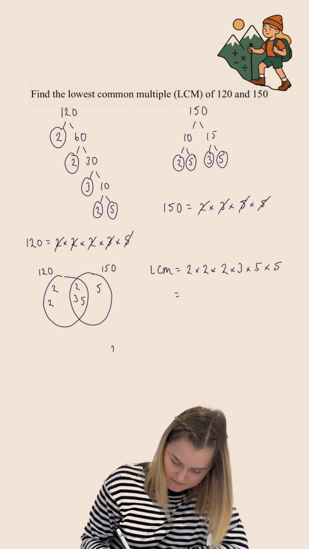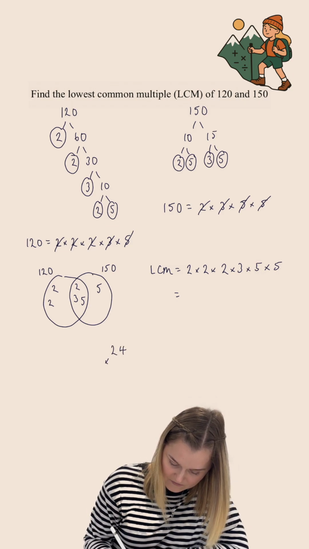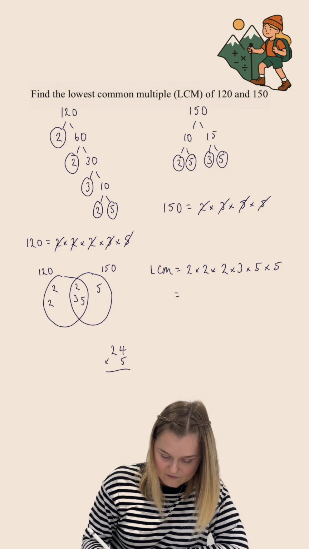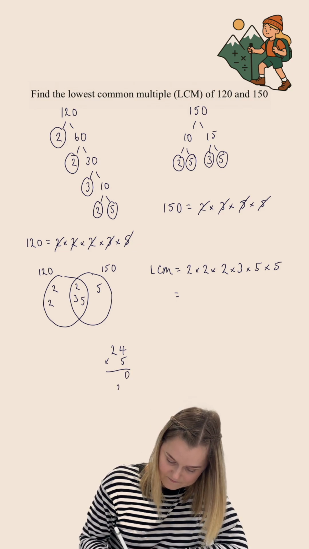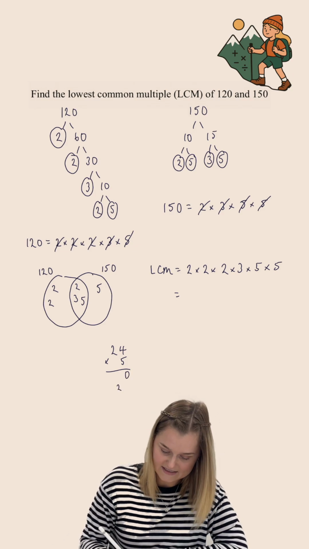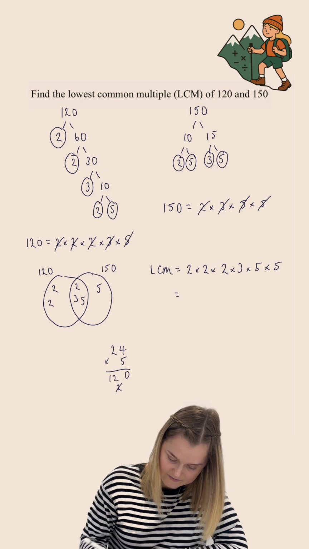Now I'm going to use column method for that. So I'm doing 24 times 5. 5 times 4 gives me 20. 2 times 5 gives me 10. Add on this extra 2 gives me 12.